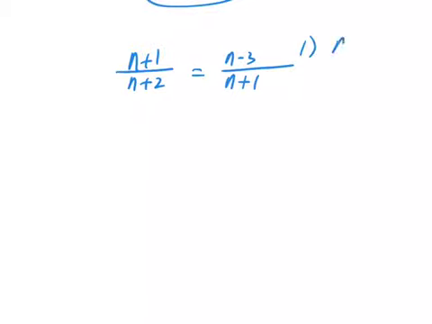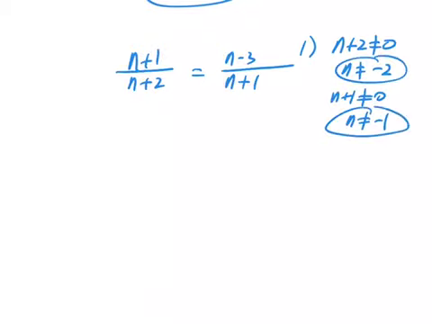Let's first list the restrictions. So n cannot be -2, and n plus 1 cannot be 0. So n cannot be -1. This is the domain. You have to find this first. Make sure your solution will make the function meaningful.